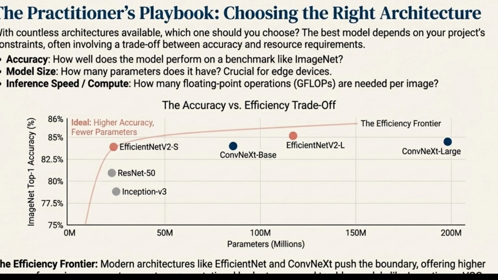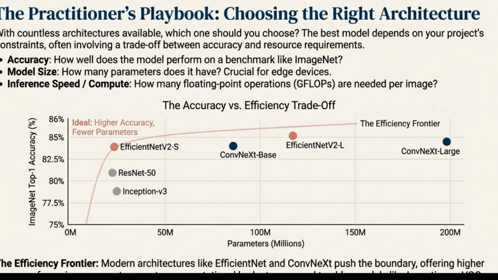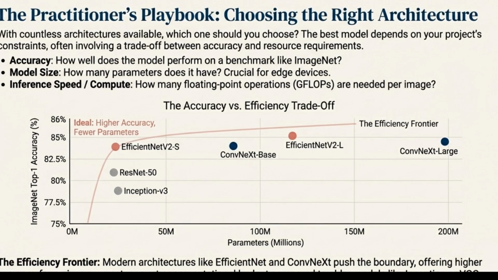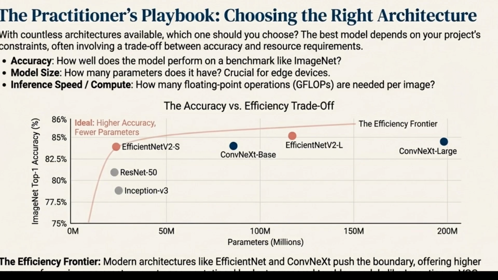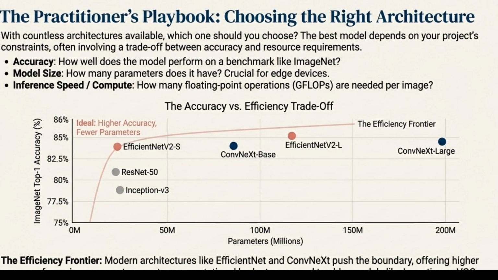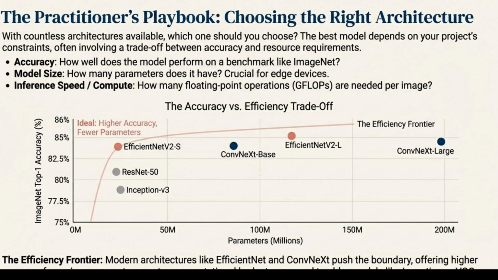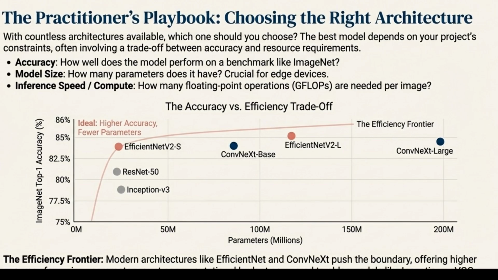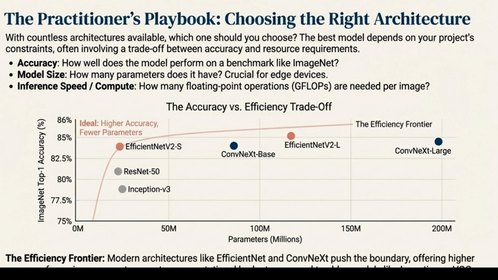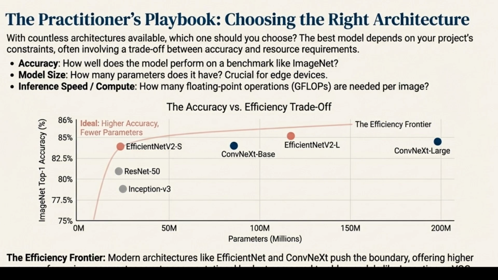This determines deployment latency. The scatter plot shows various models plotted against accuracy, y-axis, and parameters, x-axis. The ideal model sits high and left on this graph. High accuracy, low parameter count. The curved line, labeled the efficiency frontier, represents the best possible performance for a given computational budget.